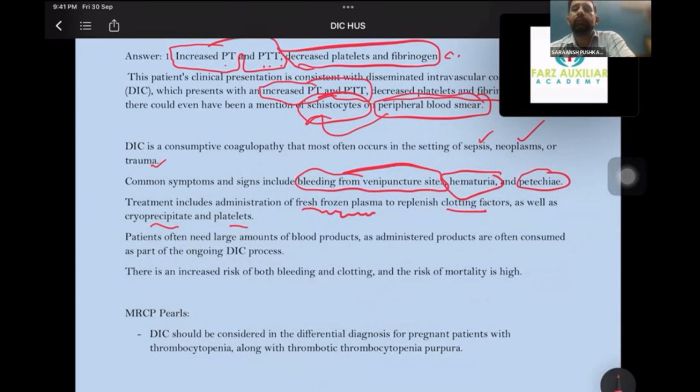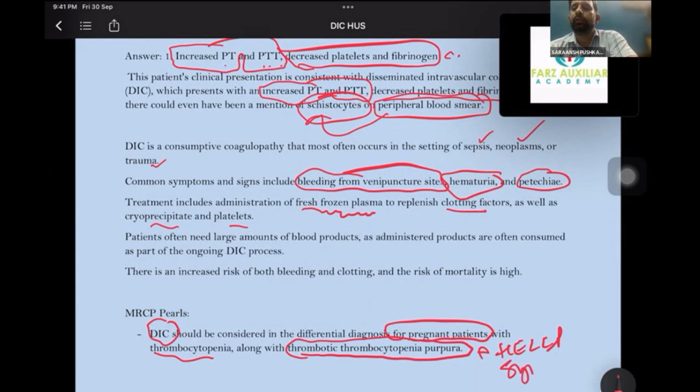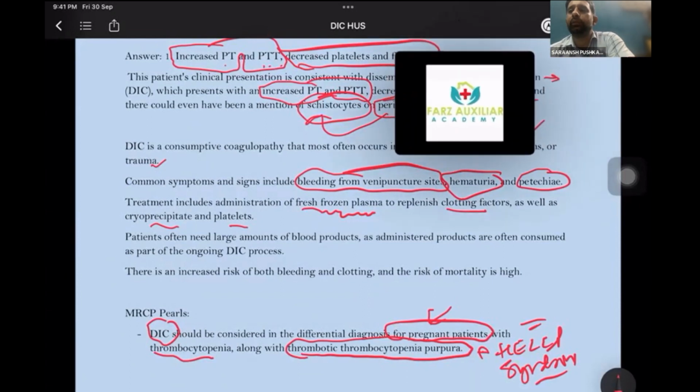In the pearls, you should remember that DIC should be considered in the differential diagnosis for pregnant patients with thrombocytopenia, along with TTP, that is thrombotic thrombocytopenic purpura, and HELLP syndrome. So these are important differentials of bleeding in a pregnant female with thrombocytopenia.